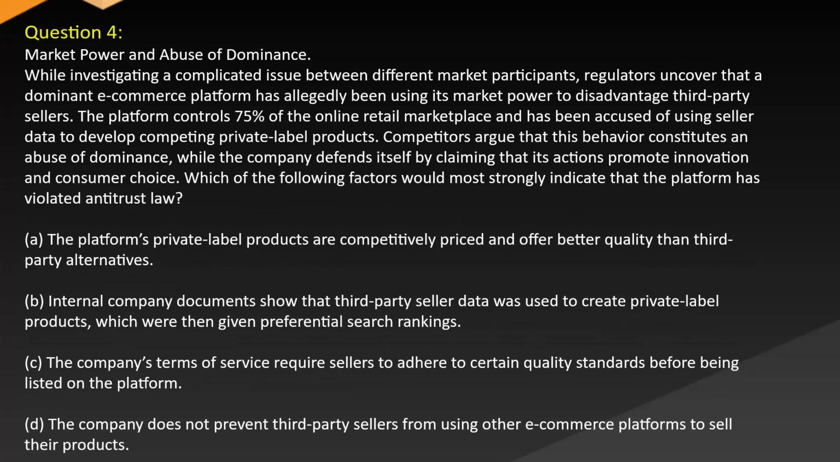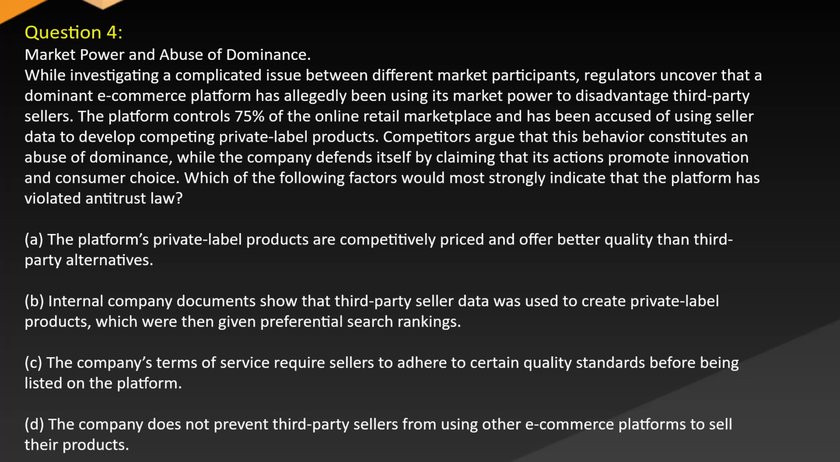Question 4. Market power and abuse of dominance. While investigating a complicated issue between different market participants, regulators uncover that a dominant e-commerce platform has allegedly been using its market power to disadvantage third-party sellers. The platform controls 75% of the online retail marketplace and has been accused of using seller data to develop competing private label products. Competitors argue that this behavior constitutes an abuse of dominance, while the company defends itself by claiming that its actions promote innovation and consumer choice.